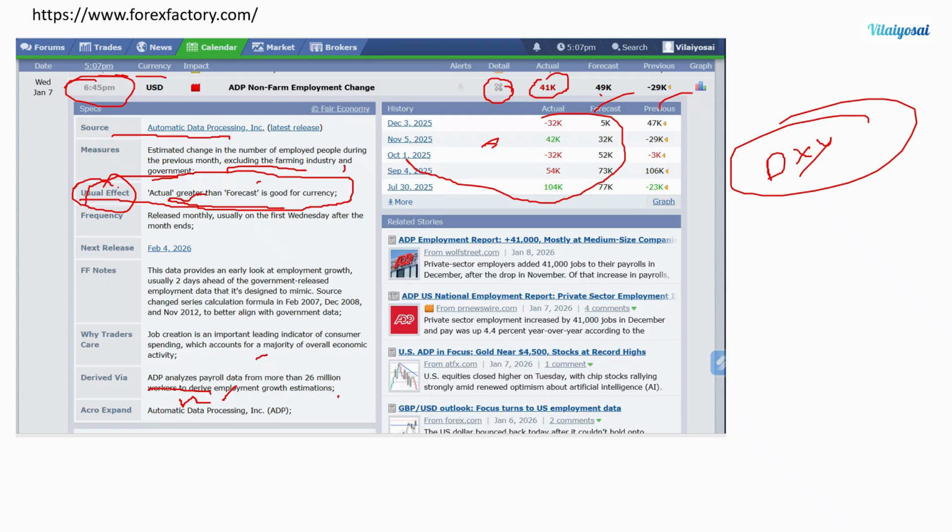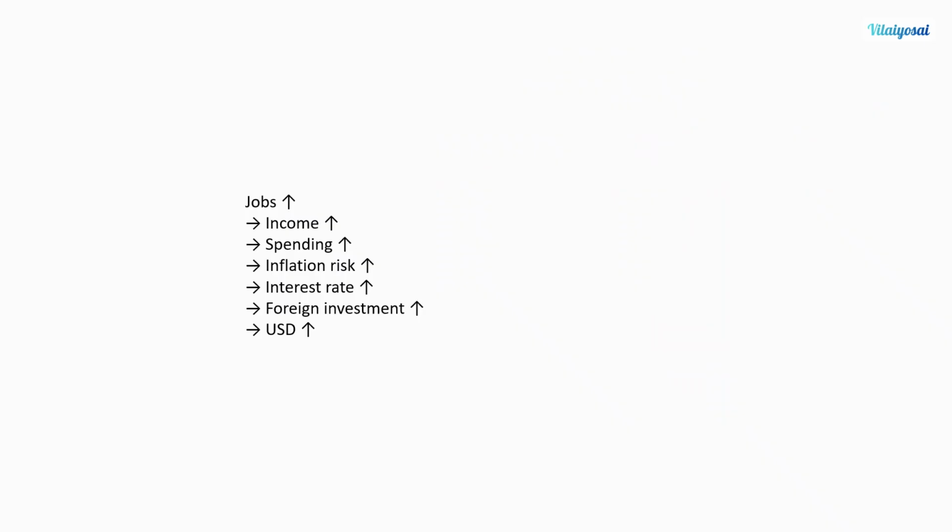Let us explain this in another slide. In the data, the jobs are down. The actual is lesser than the forecast. Let's see: actual greater than the forecast means the jobs are higher. Many people were hired by the private companies. If the jobs are high, many people get employment and more people have money in their hand because of the income.